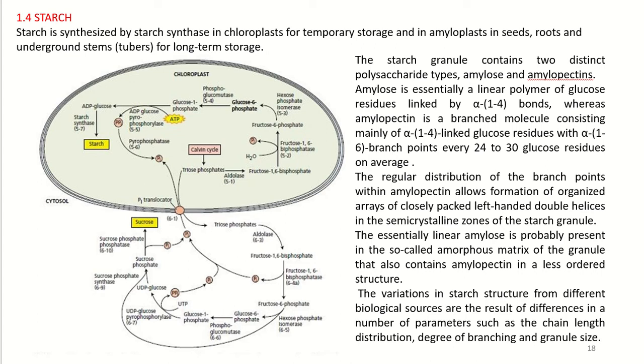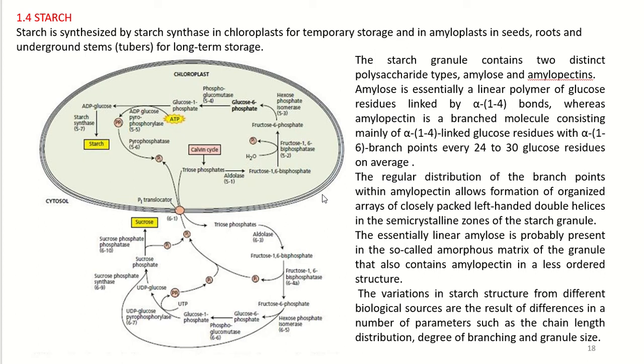Now the starch granules. A starch granule contains two distinct polysaccharide types. One is amylose, another is amylopectin. So you can see here also how it is synthesized in the cytosol and the chloroplast, and how it is hydrolyzed. Amylose, as we know, is a linear polymer of glucose residues linked by alpha 1,4 linkage. So n number of glucose is joined together in polymer form.